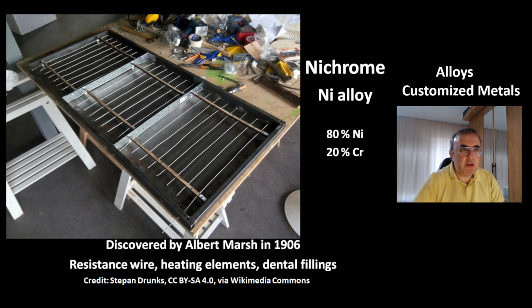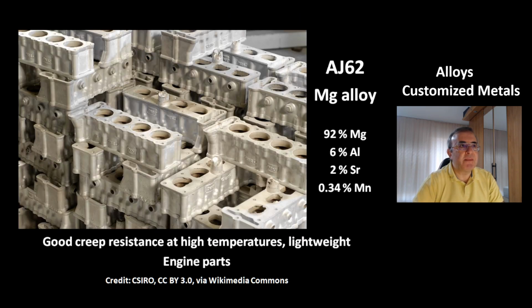Nichrome is a nickel alloy with 20% chromium. It was discovered by Albert Marsh in 1906. It is used for resistance wire, heating elements, and dental fillings.